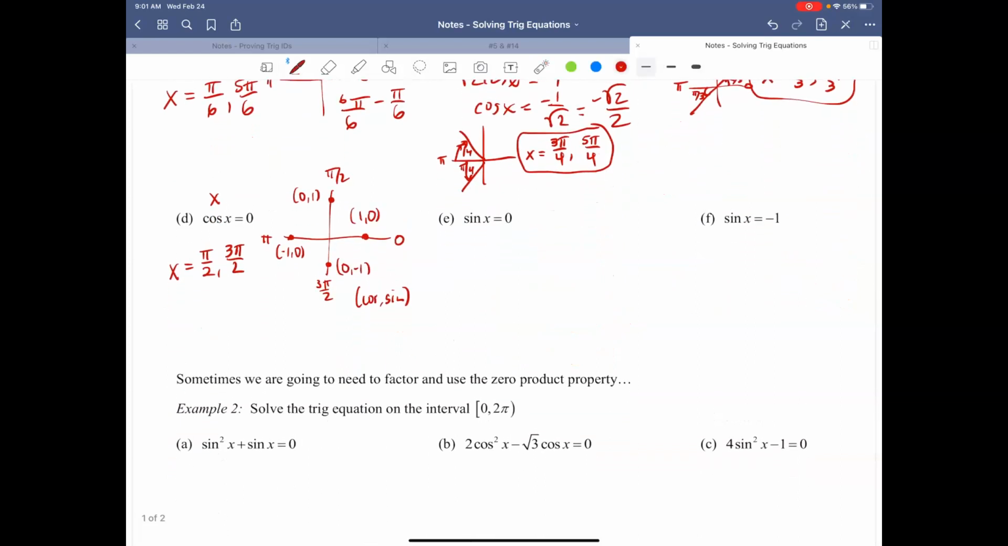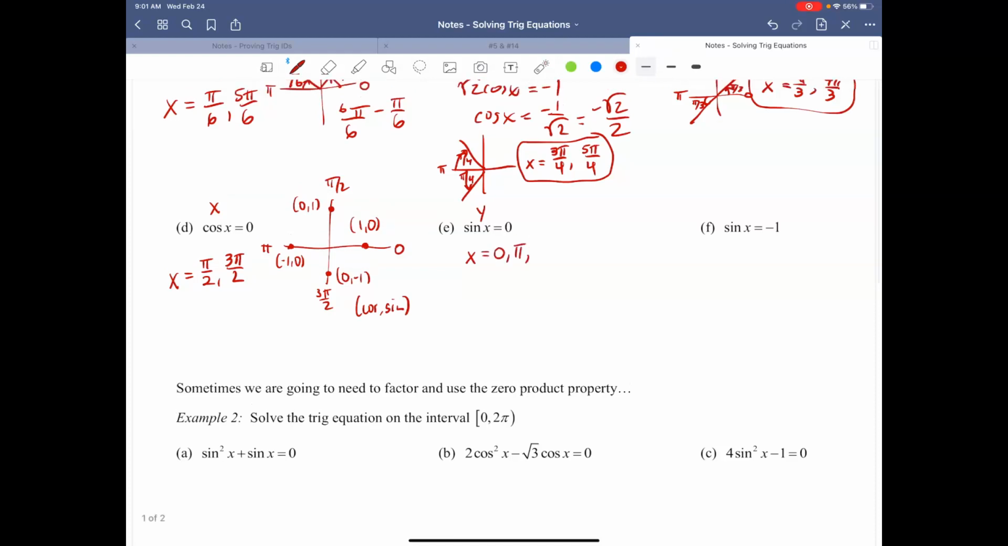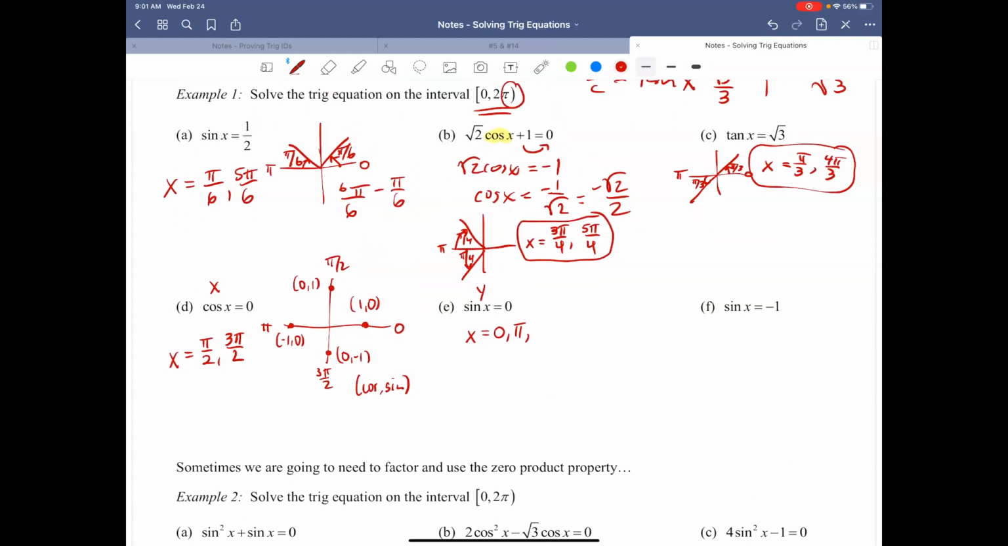Okay, letter E, we have sine of x is equal to 0. So here we remember that sine is going to be the y-coordinate, and so we want all of the angles where the y-coordinate is 0. We see that that will be here at the angle 0, and it will be here at the angle pi, again looking at that y-coordinate and noticing that it is 0. And so that means that we will have the two angles here, x is equal to 0 and pi. I don't need to put 2 pi because notice that we have an open parenthesis there. We're not including 2 pi as our answer, and so we really only need 0 and pi as our two answers there.